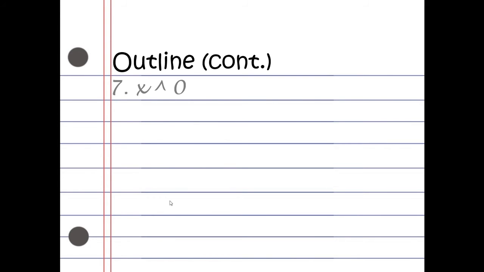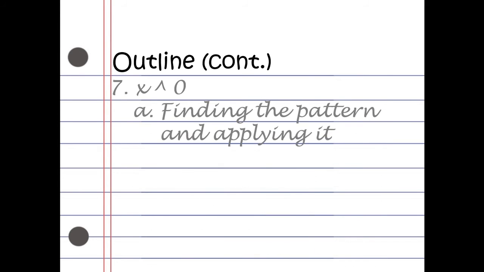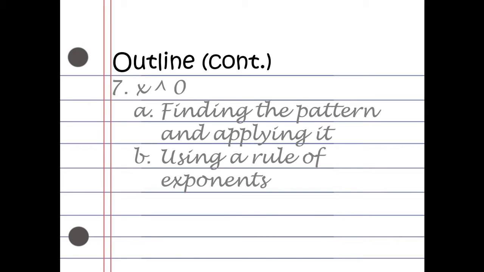Then we talk about x to the 0 power. The first way we do this is by finding the pattern of higher powers and then applying it to x to the 0 power. And then we find x to the 0 power by using a rule of exponents. And then we talk about 0 to the 0 power, and then we talk about 0 to a negative power.